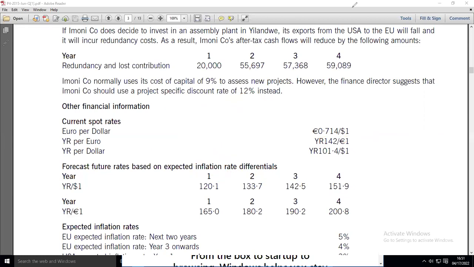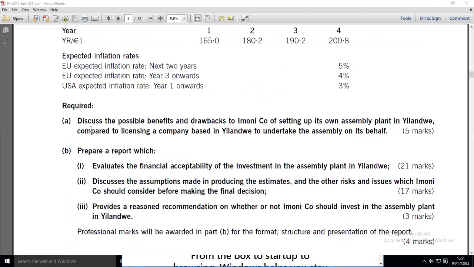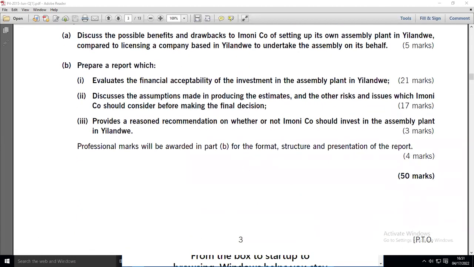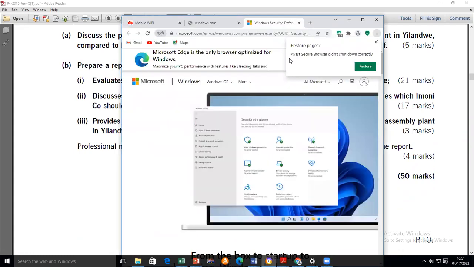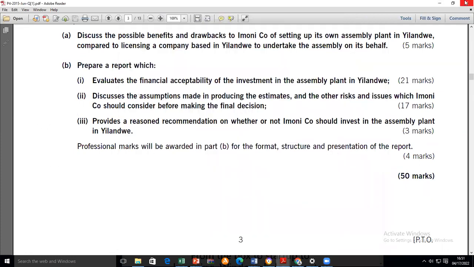So let us now go. But A, not for today. But B1, prepare a report which evaluates the financial acceptability of the assembly plant. Financial acceptability, that is what we want to focus on. Now let's come here.